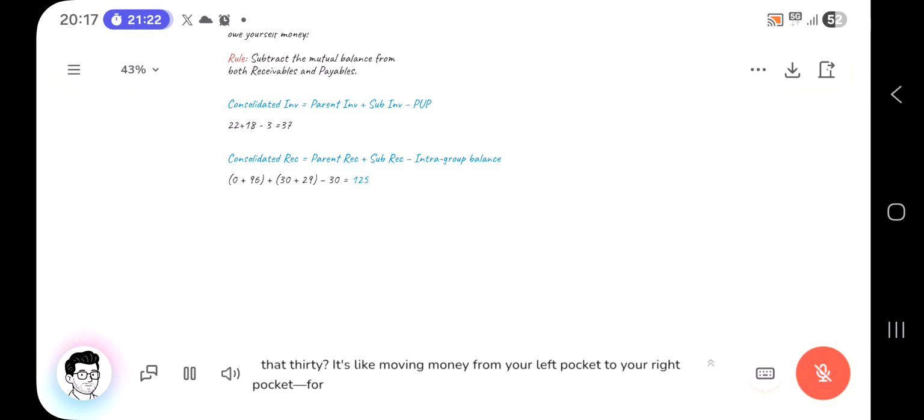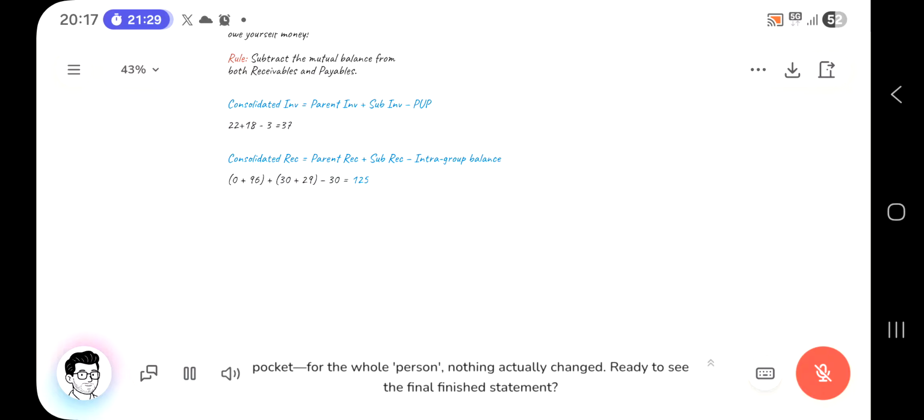It's like moving money from your left pocket to your right pocket. For the whole person, nothing actually changed. Ready to see the final finished statement?